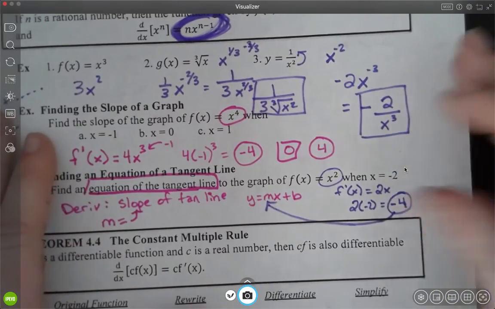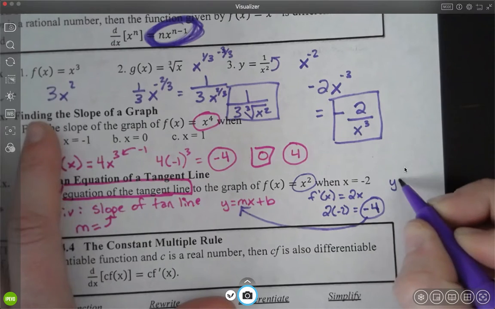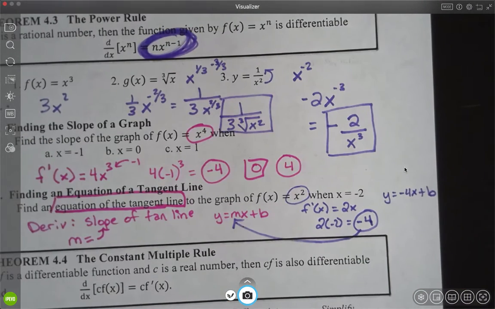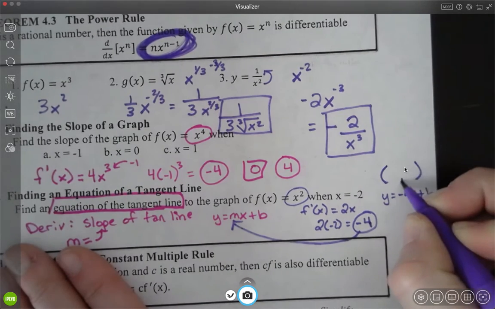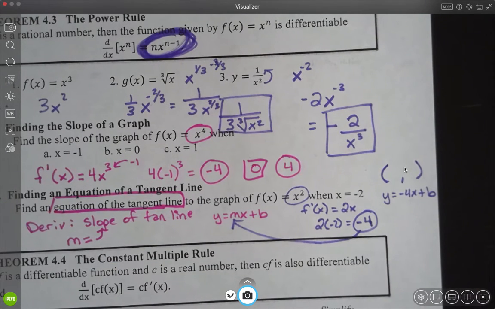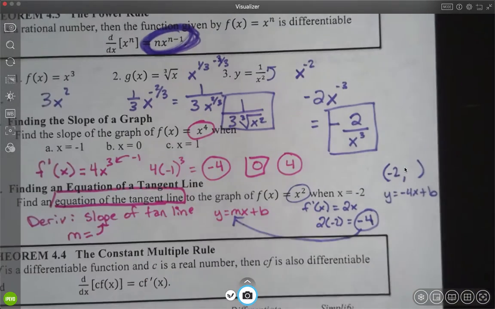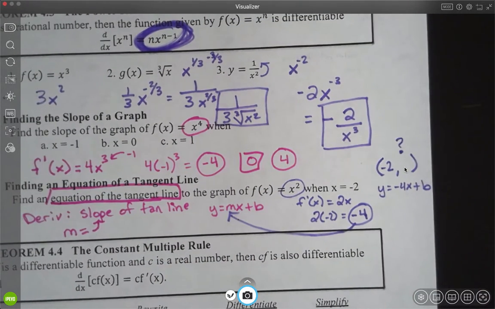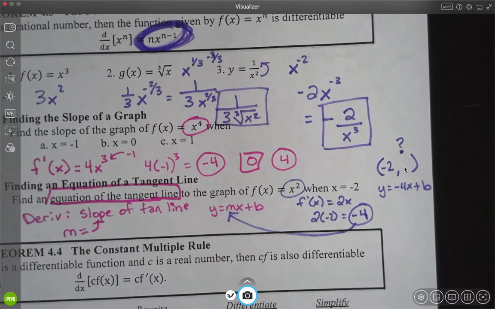So now we are at y equals -4x plus b, and I need to find b. And how do you find b? I plug the point in. What is the point? What's that point that I need to plug in for x and y? -2 is the x, but what is this guy? They say 4. How did they get 4? You plug it into the original.